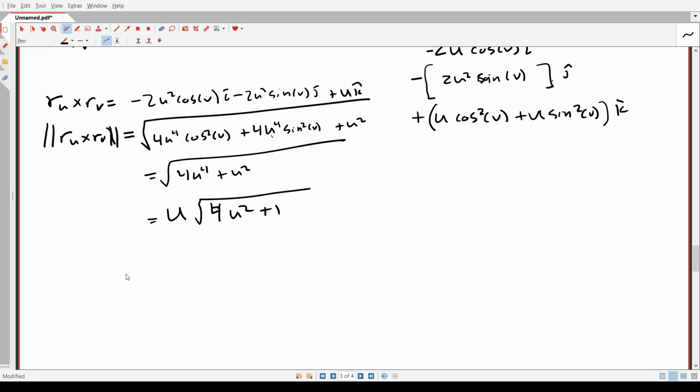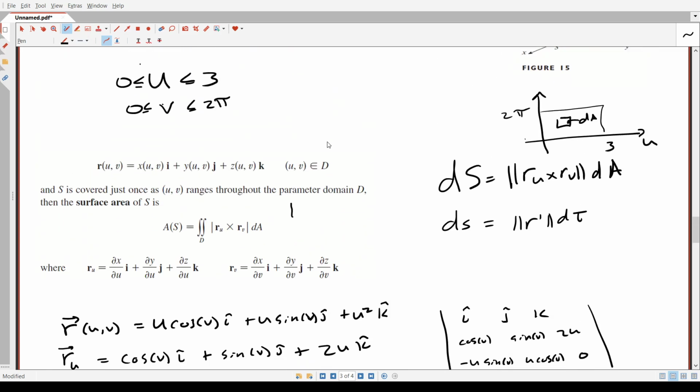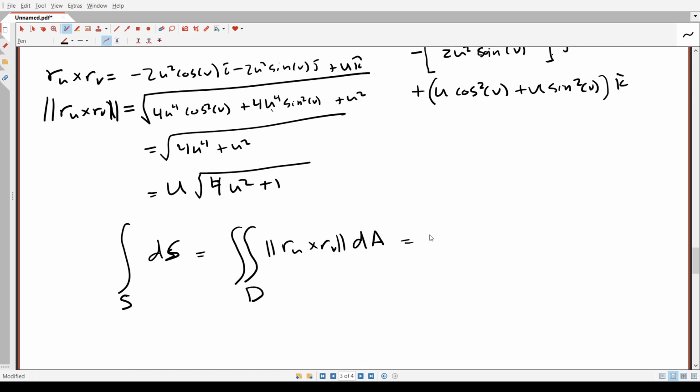Okay, so if I want to calculate the surface area, the surface area, integral over S, that's going to be just this, right? I'm adding up all of the small little segments on the square. So this becomes the double integral over D, and we said dS was equal to the norm of ru cross rv dA. And I know the bounds on u and v, right? We calculated those. Those were from 0 to 3 and 0 to 2 pi. So 0 to 3 and 0 to 2 pi of u root 4u squared plus 1 dv du.